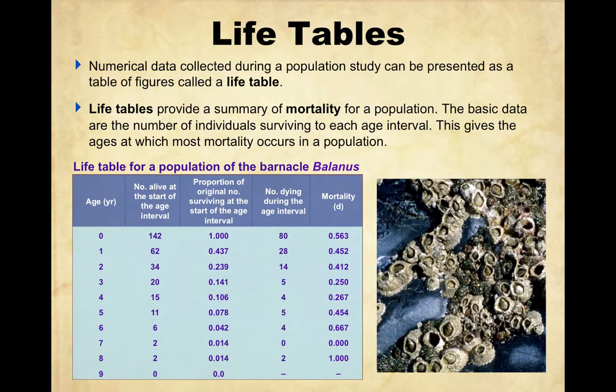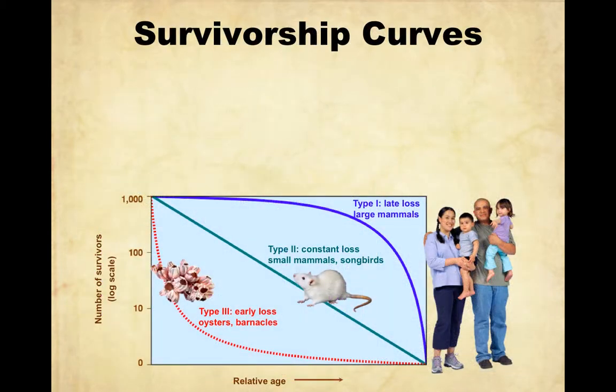R-selected species have a ton born, and then because there's very little parental care and so on and so forth, they tend to die off pretty quickly. And we're going to talk about this a little bit more next. So this brings into the survivorship curves, the three different ways of living, so to speak.